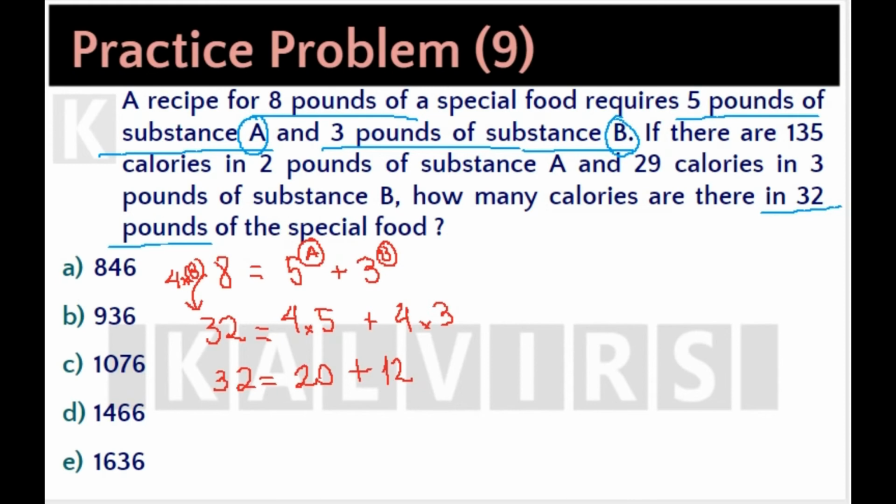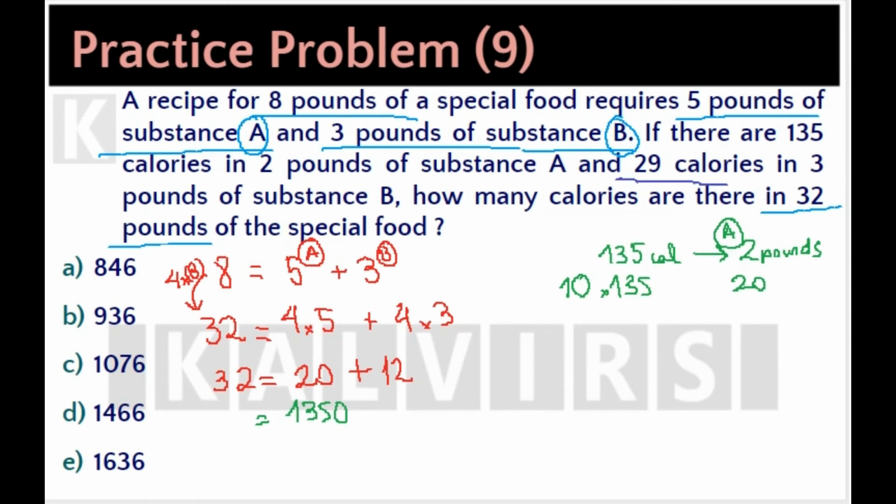Now, if there are 135 calories in 2 pounds of A, then in 20 pounds there must be 10 times 135, which is 1,350.